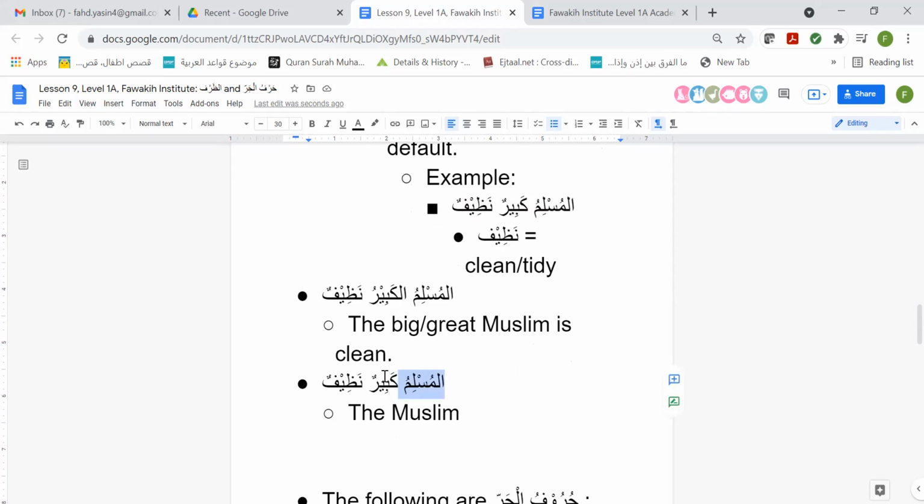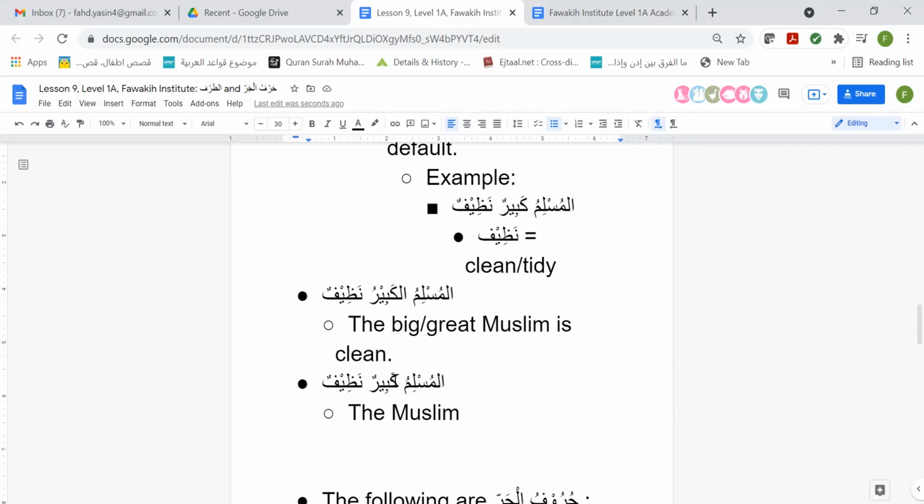Al-Muslimu kabirun. Al-Muslim has alif lam, right? Kabirun does not. And the kabir also has tanween, but that's because it does not have alif lam. Kabir does not have alif lam, therefore we cannot say that kabir is a sifa or an adjective for Muslim. We cannot say that.